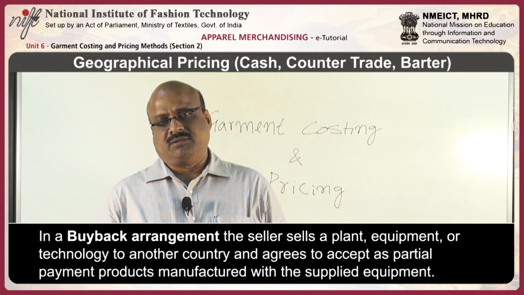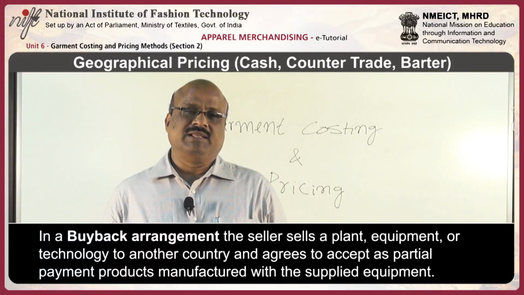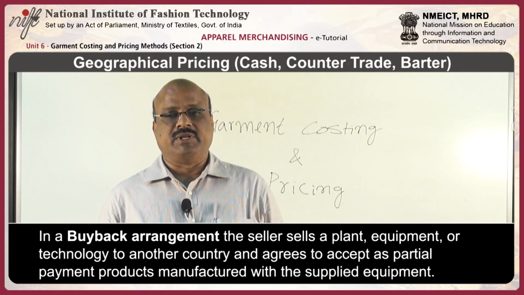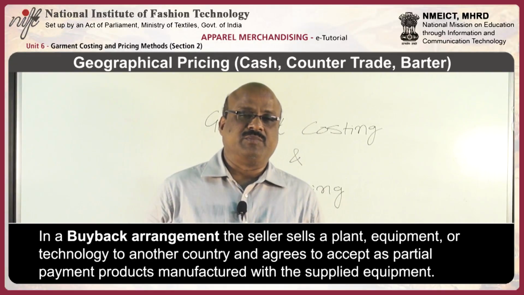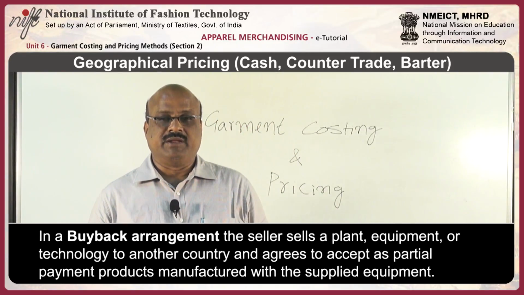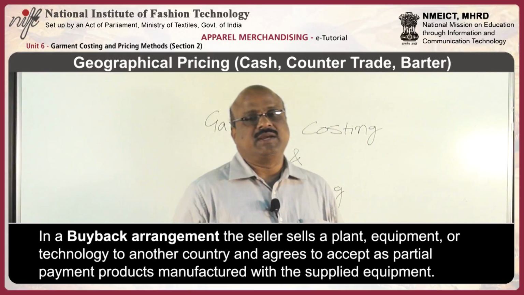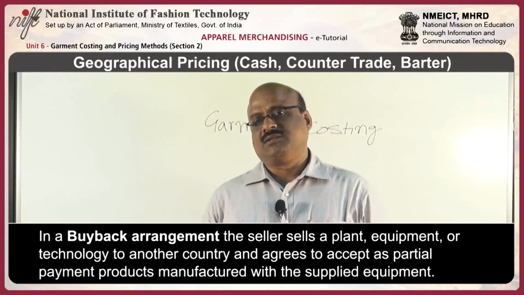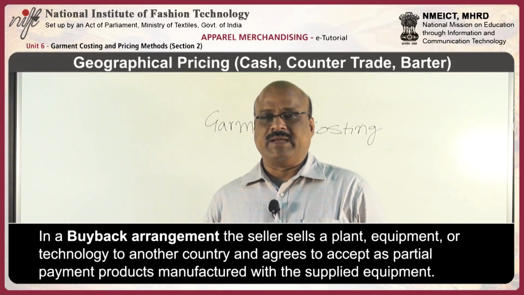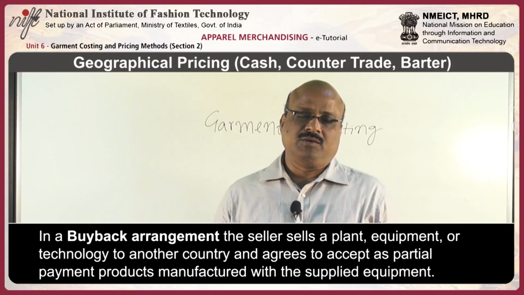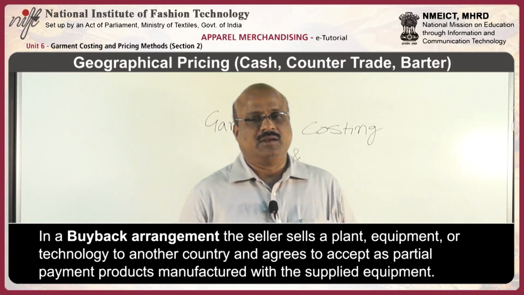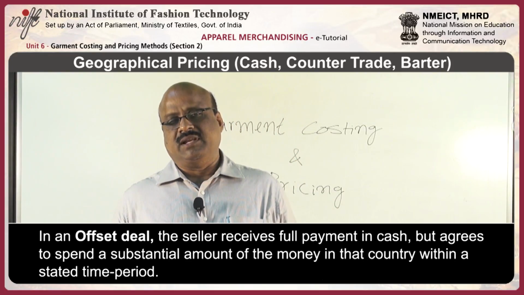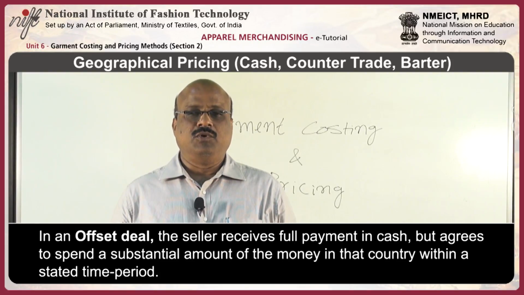In a buyback arrangement, the seller sells a plant, equipment and technology to another party in another country, and agrees to accept as partial payment products manufactured with the supplied equipment. That is, you supply the equipment and buy back the products. That is the buyback arrangement, one of the forms. In an offset deal, the seller receives full payment in cash.